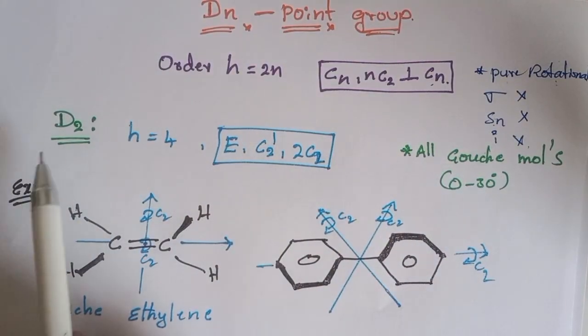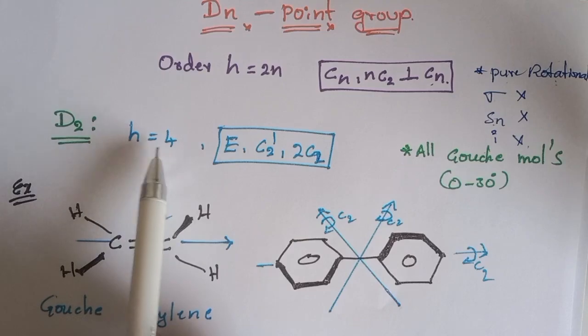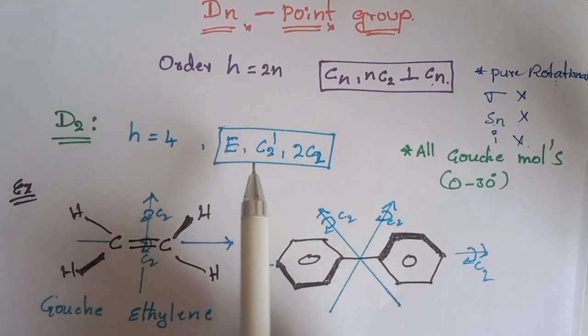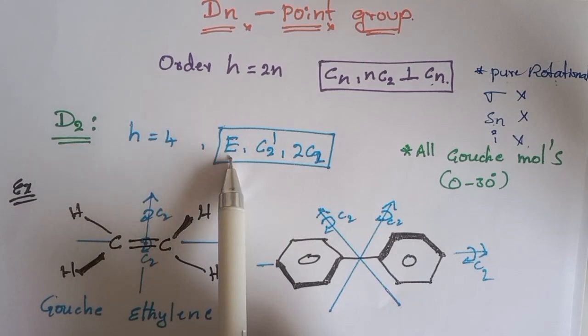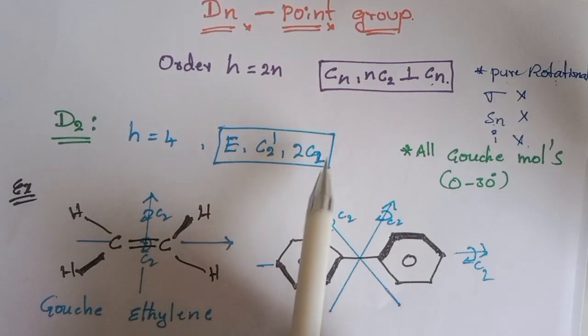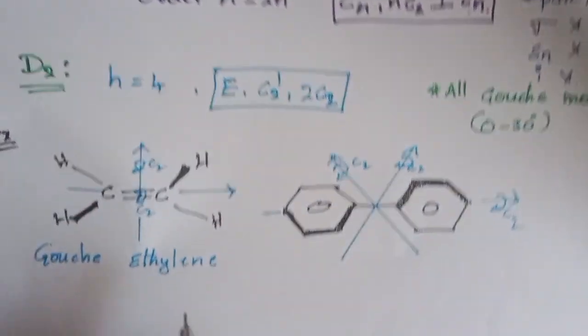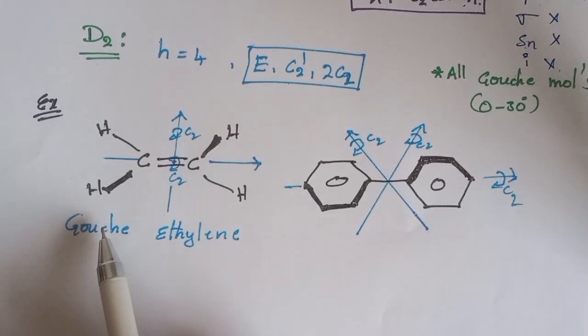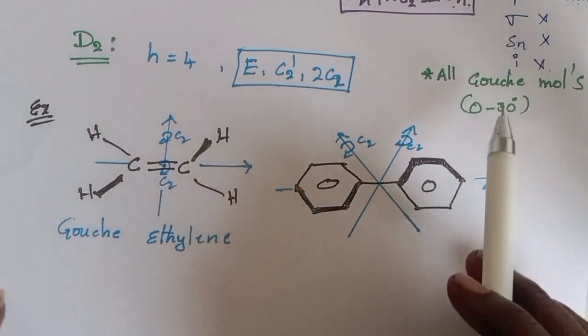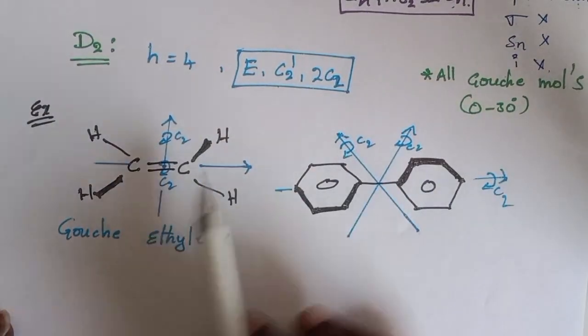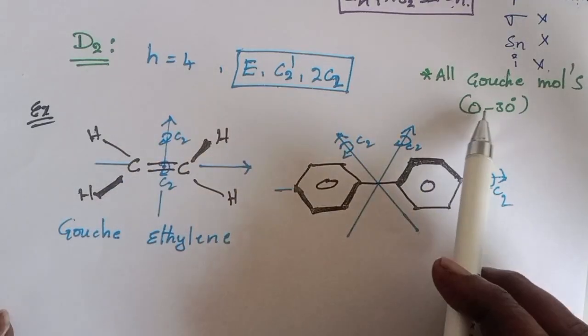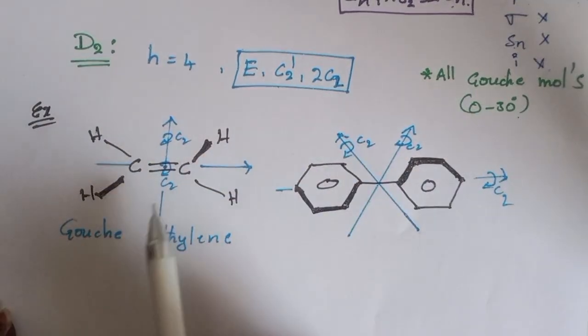For example, if we take the D2 point group, the order for this point group is 4. The existing symmetry elements are E, C2, and 2 C2s, which are perpendicular to this C2. An example is Gauche ethylene. Here, gauche means 0 to 30 degrees bending of the structure, a bending of 0 to 30 degrees from the planar one.